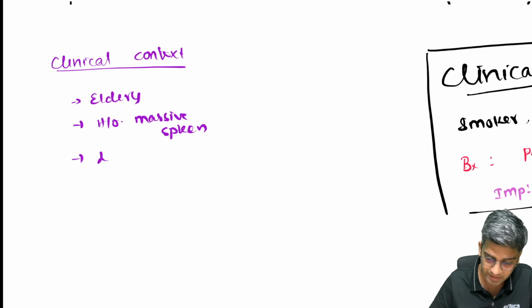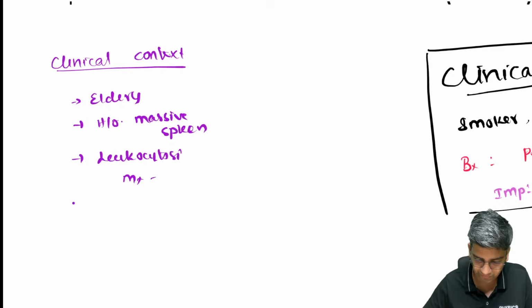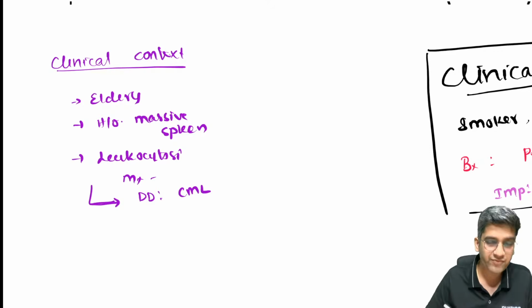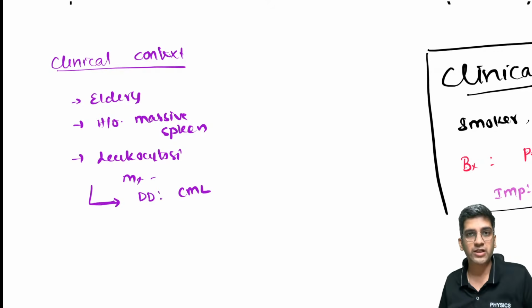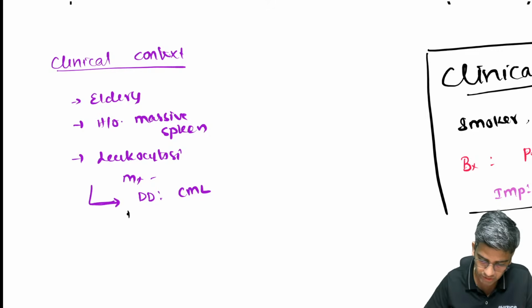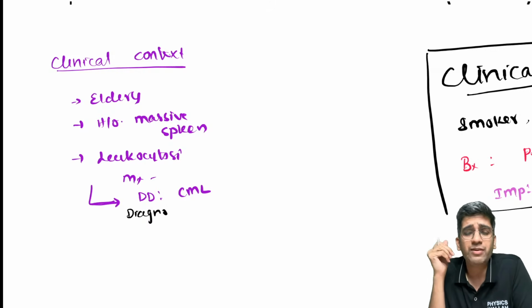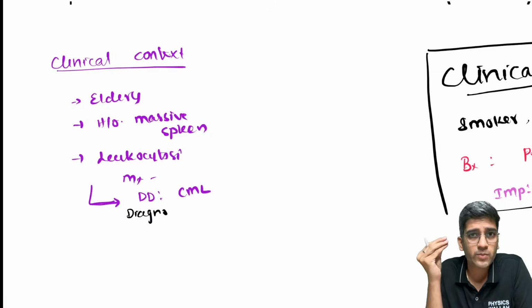Then you have a CBC which says leukocytosis. Then your microscopy shows the neutrophilic shift to the left. So considering all these points, my DD is CML. If you want to give more than one diagnosis, use the term DD. If you want to give only one diagnosis, use the term diagnosis. Sometimes you might be stuck that it could be CML or something else. In that instance, give a DD, but I would say most of your scenario-based long answer questions are straightforward. In that case, directly write diagnosis.